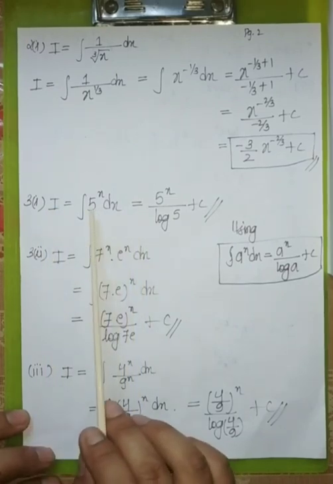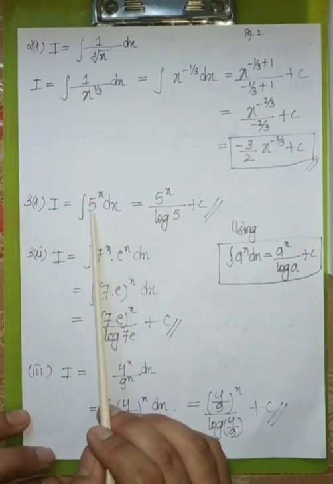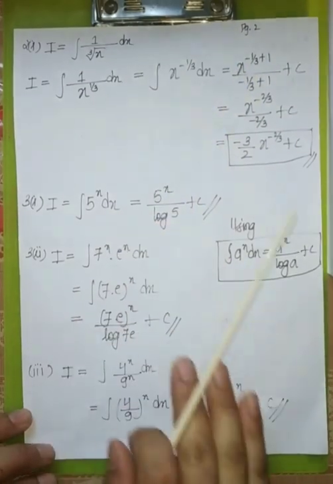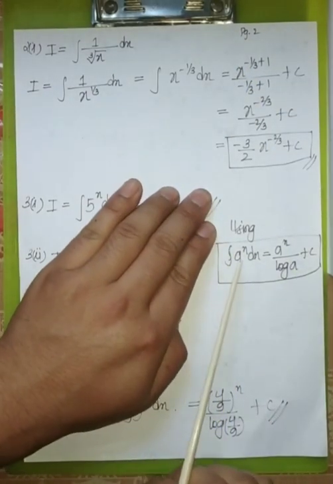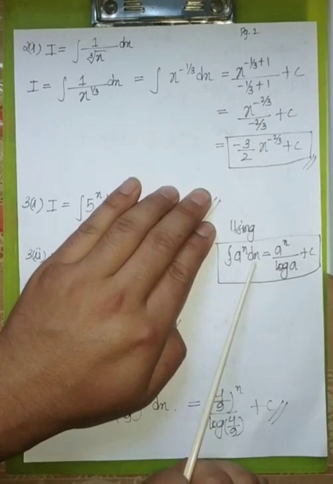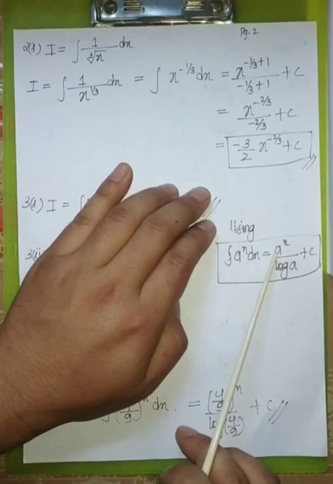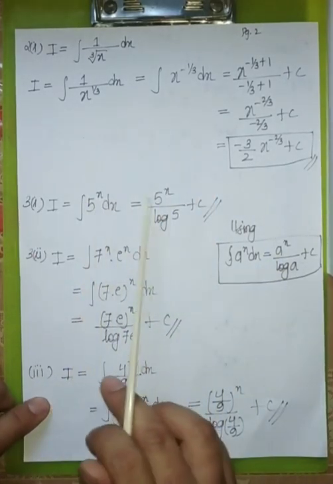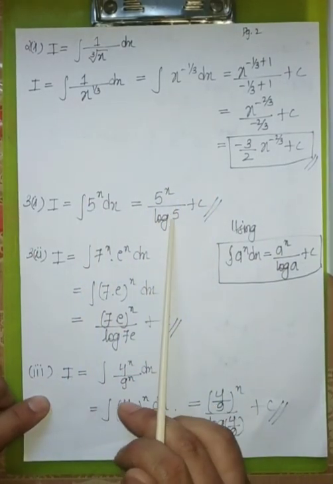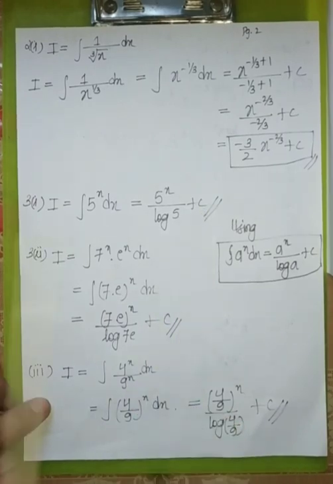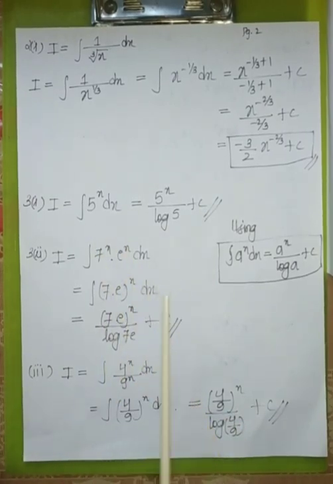Now question number 3 part 1 is integration 5 to the power x dx. Now what is the formula? The formula is this. Integration of a to the power x dx is a to the power x divided by log a plus c. So what is the value for a out here? 5. So 5 to the power x divided by log 5 plus c. Very simple, straightforward. Use the formula, just putting the value for a as 5.